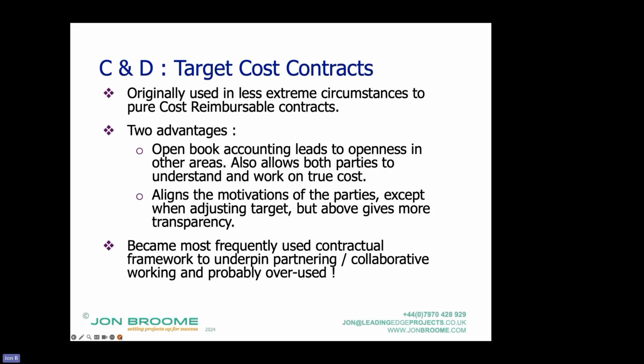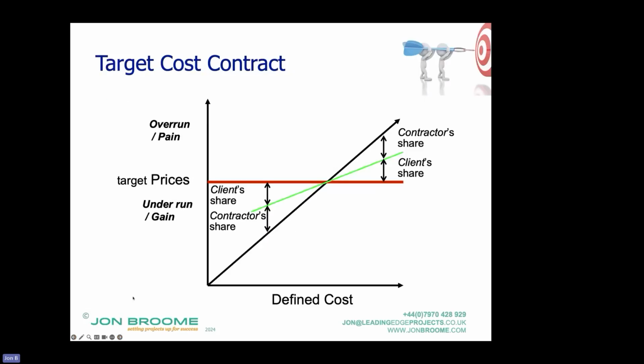One was the open book accounting led to transparency in other areas, so transparency of programming, transparency of risk, and so on, especially if built up jointly beforehand. And secondly, wherever you are along this line, providing, well, he didn't say this, but providing both parties have a big enough share of any savings, there is an incentive to work together to minimize costs, to move the costs down there.